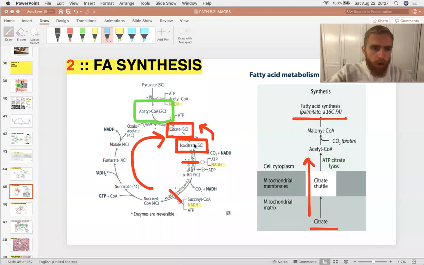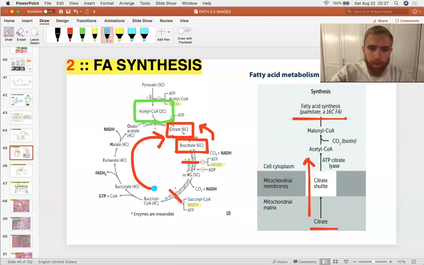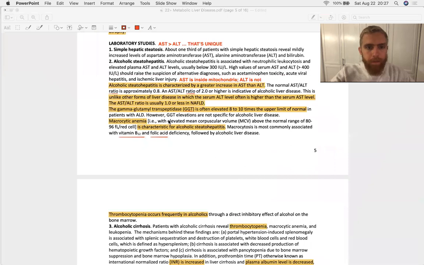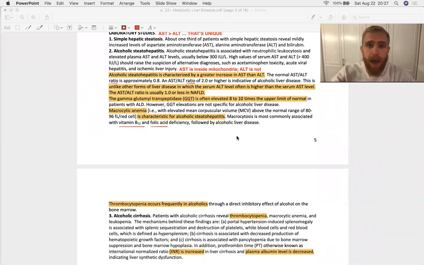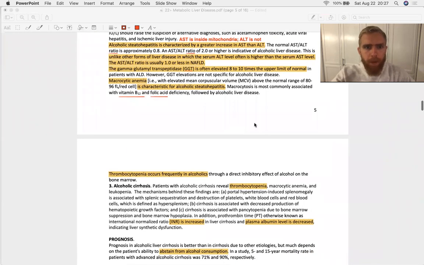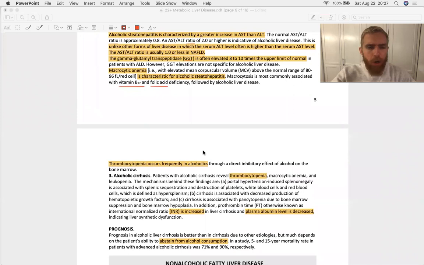Again, remember, what did we just look at? Electron transport chain. Where is this? Mitochondria. Alcohol is sending a lot of NADH and generating a lot of oxygen radicals, as well as uncoupling that membrane. You're going to get leaky, dysfunctional mitochondria. And that's why you see a higher AST than ALT, because AST is inside the mitochondria. GGT is going to be up, not specific for alcoholic disease.